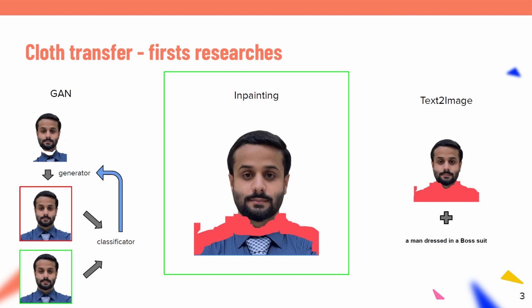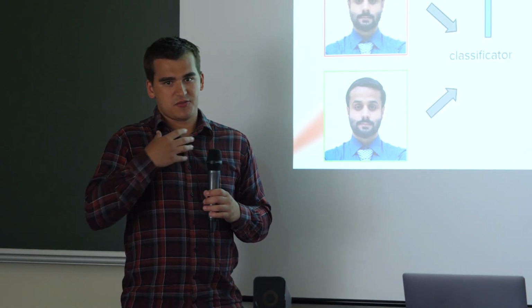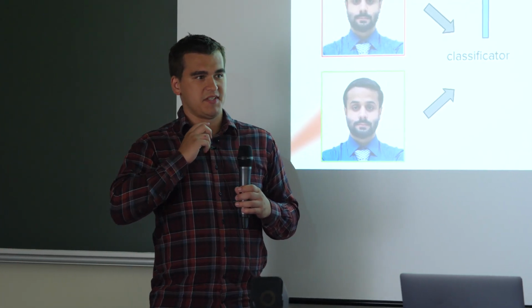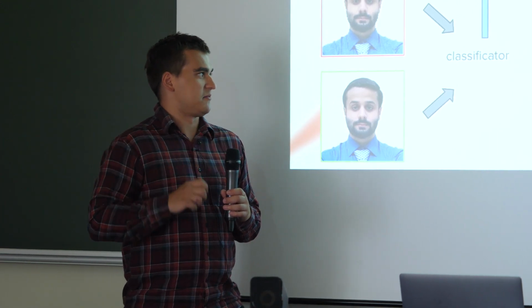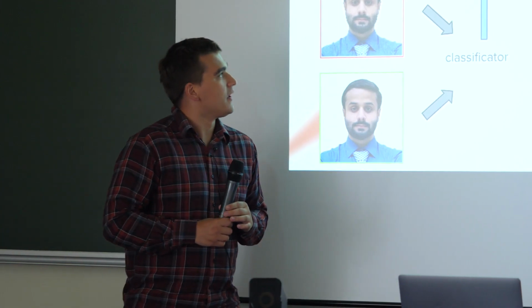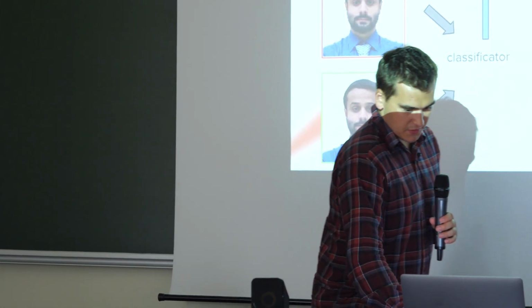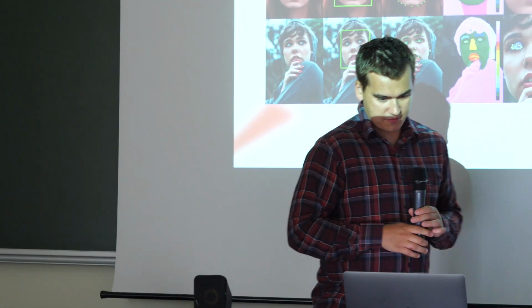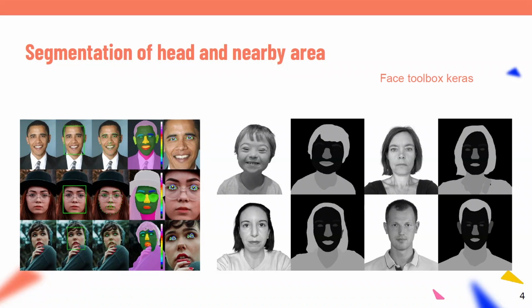Finally, we looked at the simplest solution of all of them, and it's inpainting. It's based on cutting out the old clothes, putting in the new clothes, and then trying to fill the void between the neck and the face of a person with some inpainting model like LaMa. Okay, so maybe let's go to the details of this inpainting.